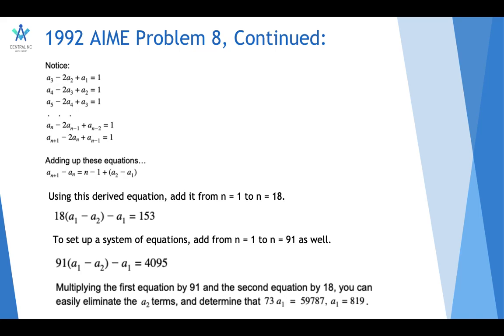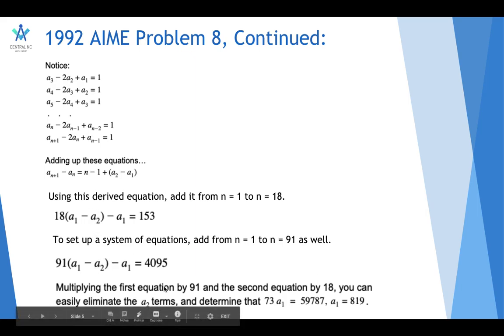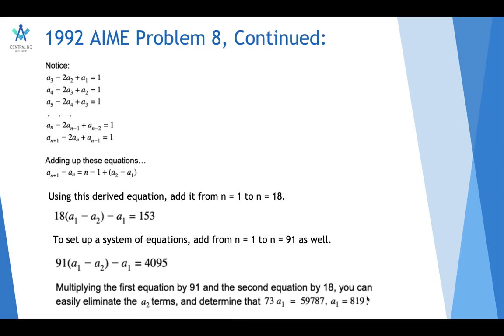So if you multiply this first equation by 91 and the second equation by 18, you can eliminate the a2 terms, right? These will cancel out. And then that will determine that 73a1 is going to equal 59,787. You can try this out yourself. And dividing through, that will give you a1 equals 819. So we've solved the problem.